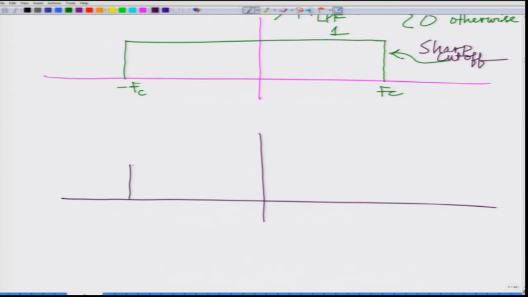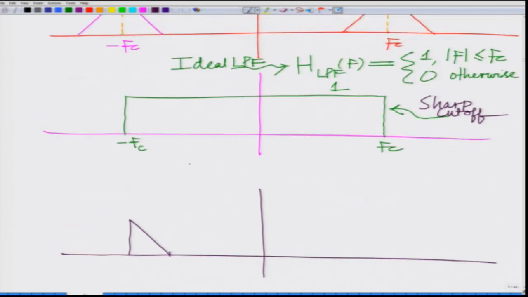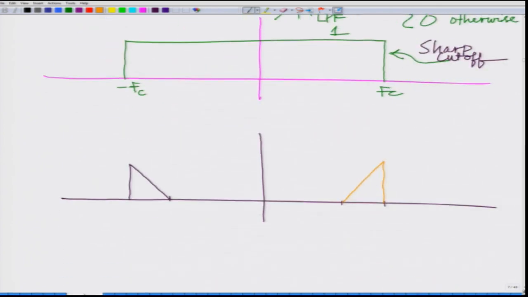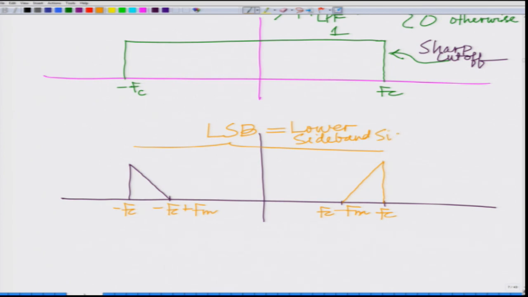This gives the lower side band, and if I have to draw this, this is my FC, this is my minus FC, minus FC plus FM, FC minus FM, and this you can see is the LSB signal, the lower sideband signal.